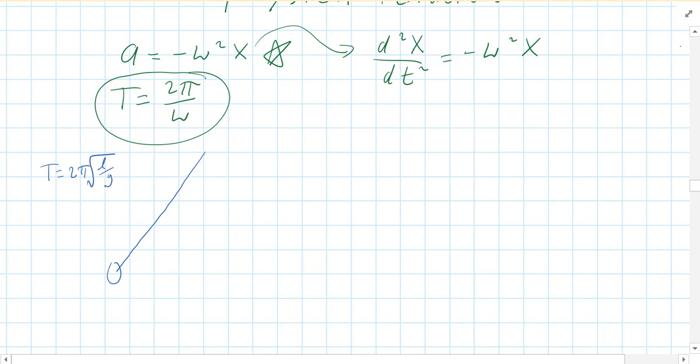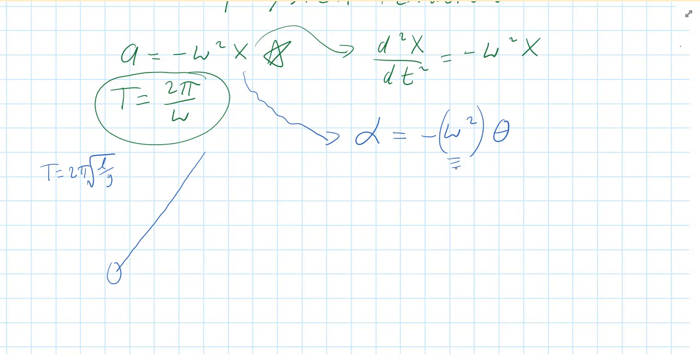Okay. Well, a pendulum isn't moving linearly, it's rotating. So instead of saying a equals negative omega squared x, we're going to divide both of those by r. a divided by r is alpha, and x divided by r is theta. So in rotation, we can rewrite this as alpha equals negative omega squared times theta. Now, a quick note on this. This omega is not the angular speed of the pendulum bob. That omega is the angular frequency of the pendulum bob. They are related, but they're not the same thing. So just an FYI.